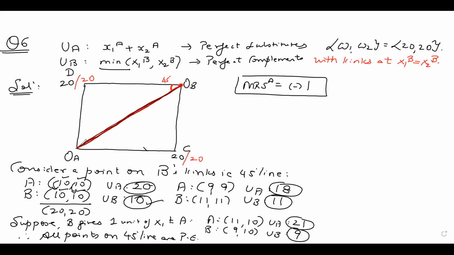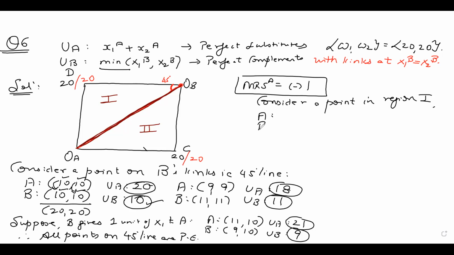These are all my Pareto efficient points. Now let me call this region 1, and this region 2. And let me take a point in the interior of this region. So consider a point in region 1.